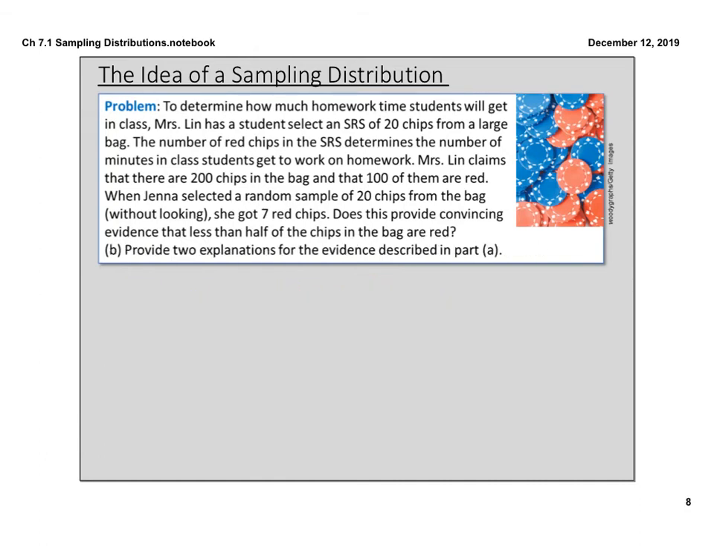Part B says, provide 2 explanations for the evidence described in Part A. So it is possible, there's 2 ways of looking at this. It is possible that Mrs. Lynn is telling the truth and that Jenna got a p-value that was less than 0.5 because of sampling variability.